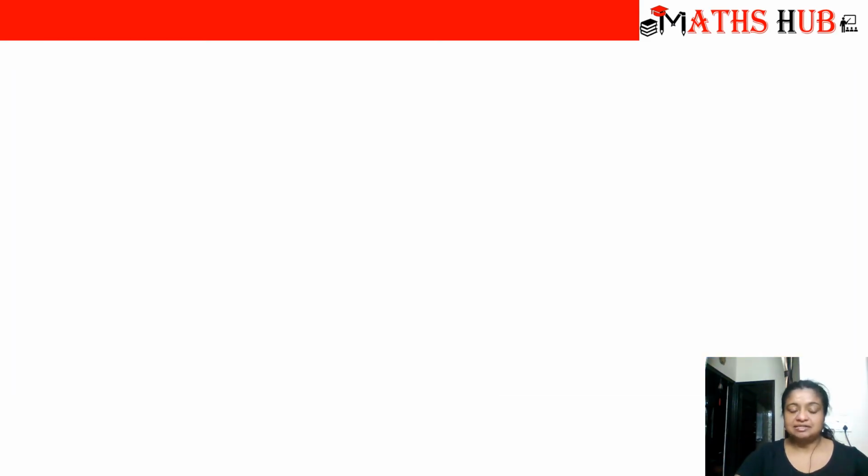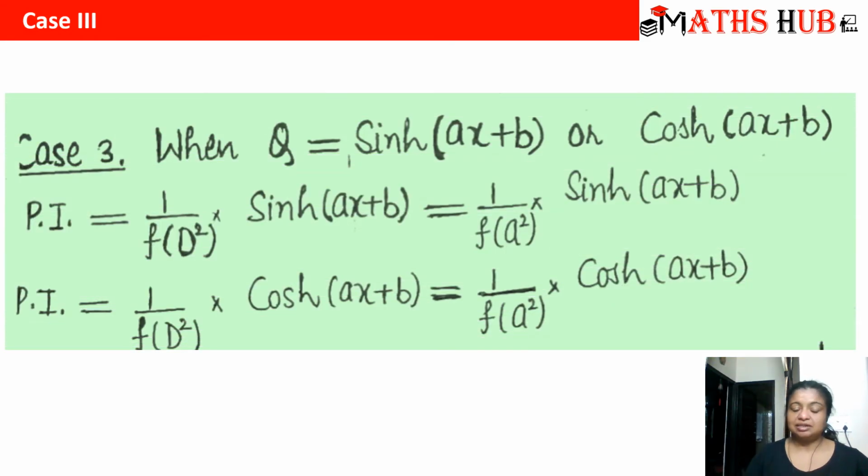Now let us consider the third case. In the third case we have sine hyperbolic or cos hyperbolic functions. It is just the opposite of sine and cos. In sine and cos we were replacing D square with minus a square. Now we will be replacing D square with plus a square, and the same thing applies: F of a square should not be equal to 0. In case F of a square becomes equal to 0, we have to proceed by the same method that we used in case failure.